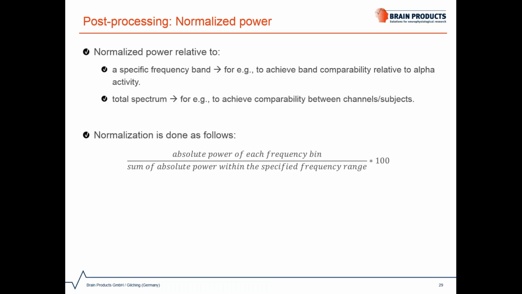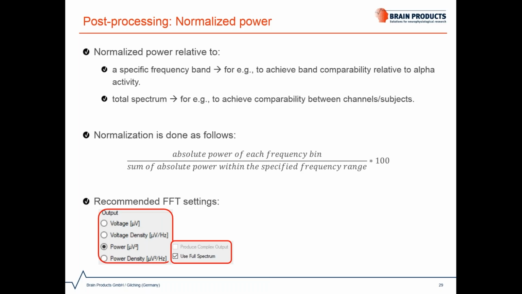The computation is done by dividing the absolute power value of each frequency bin within a segment by the sum of absolute power within the specified frequency range and multiplied by 100. So if your goal is to compute normalized power, then the recommended FFT setting is to compute the full absolute power spectrum by selecting the power option, along with the option Use Full Spectrum, and then enable the Normalized Segments option under the Segment Normalization section and insert the desired frequency range that will be used to normalize each of the frequency bins.